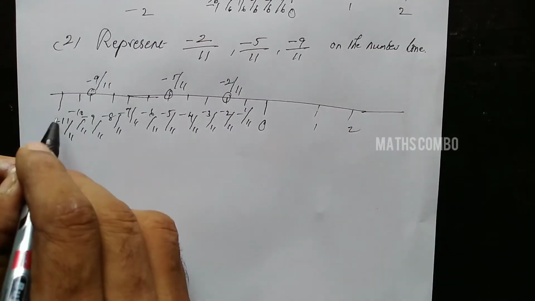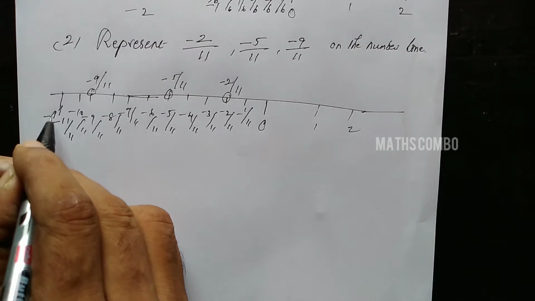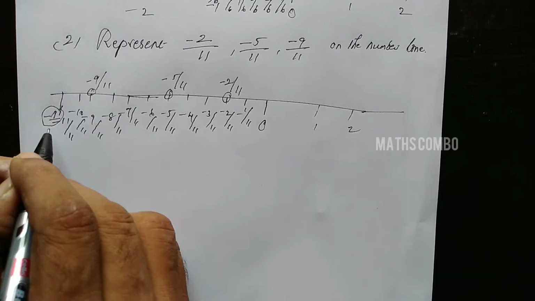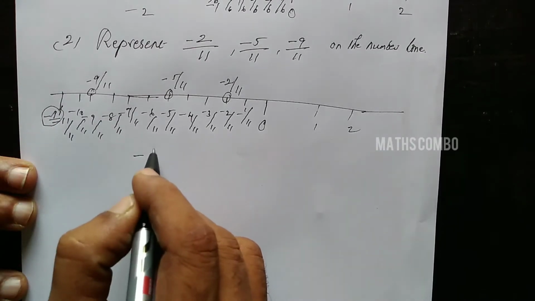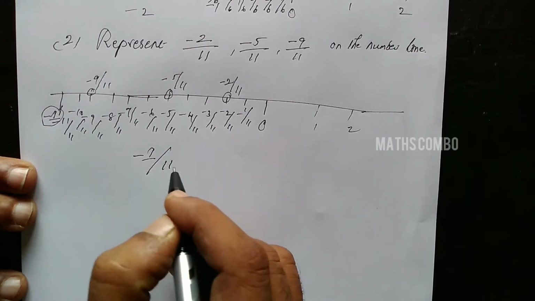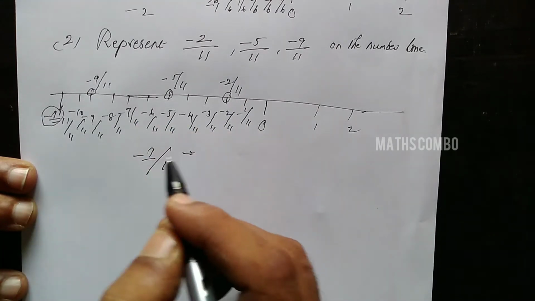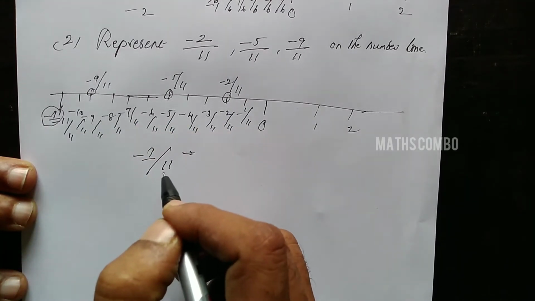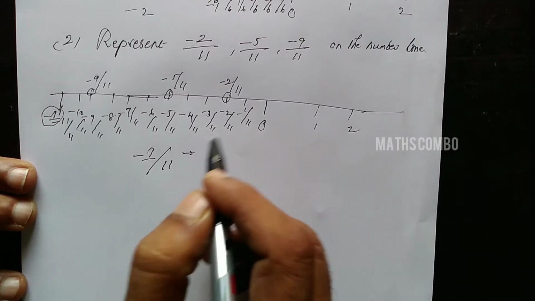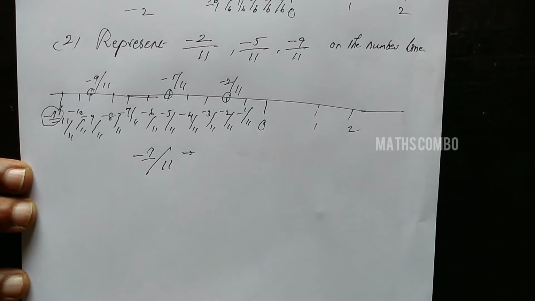They have given the denominator as 11. So this minus 1 centimeter, this is nothing but minus 1. This minus 1 centimeter is divided equally into 11 parts. So we get all of these. So we get the answer like this. It's very simple. Let's move to the next question.